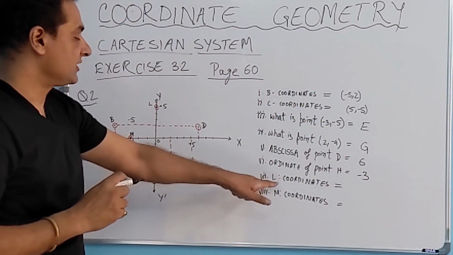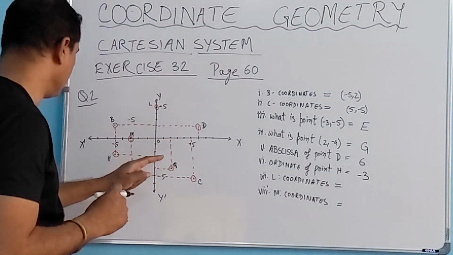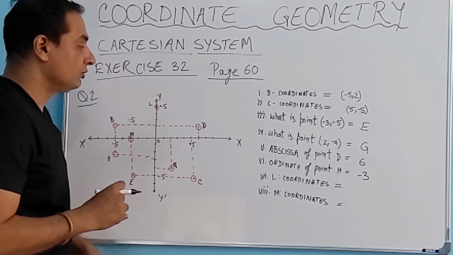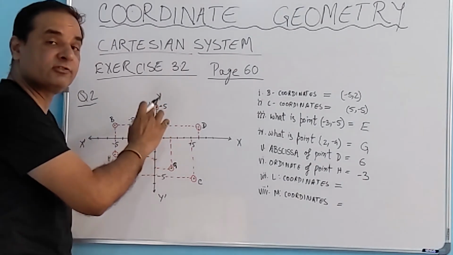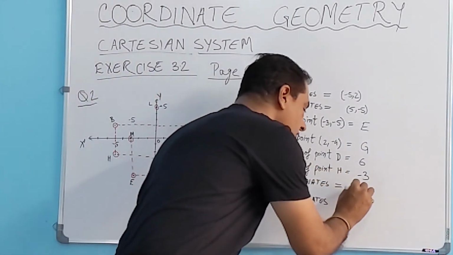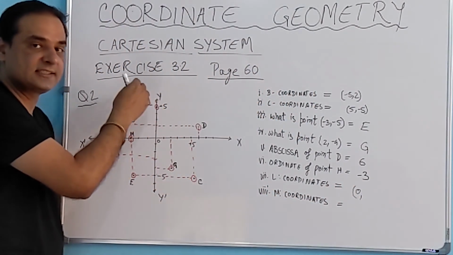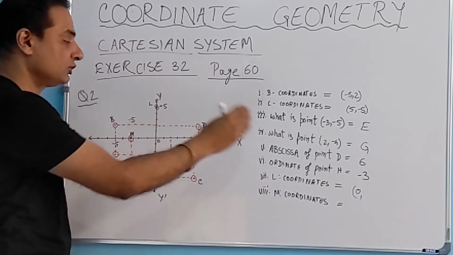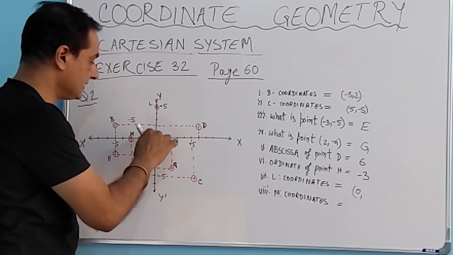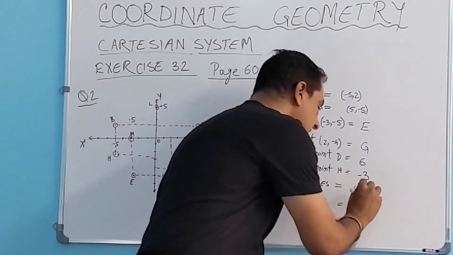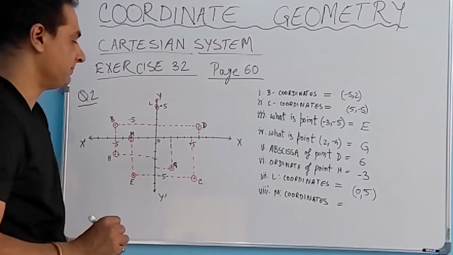Now we are again asked a question for point L, we need to identify the coordinates. Let's locate where point L is. It's here. The x coordinate for point L, since it lies on the y axis, is going to be 0, because the perpendicular distance from the y axis is 0. So the x coordinate is 0. Let's look at the y coordinate. The y coordinate is the distance from the x axis. So 1, 2, 3, 4, 5. So 0, 5 is the coordinates for point L.